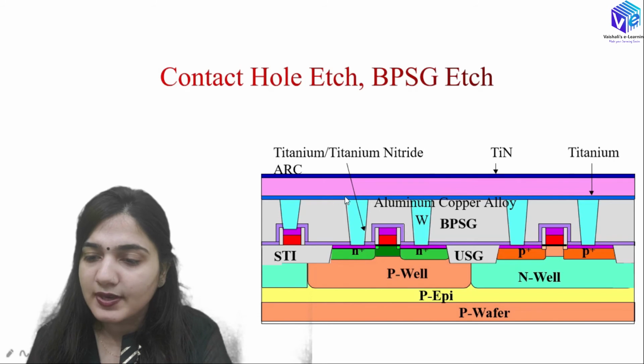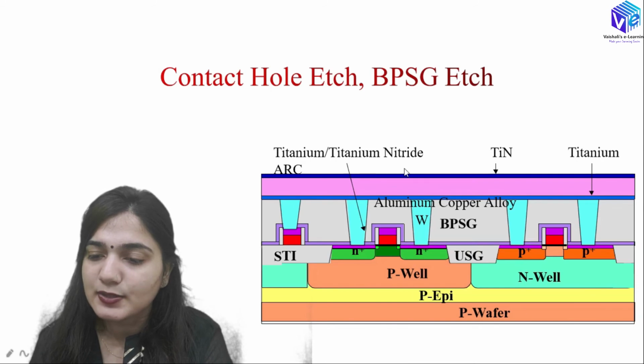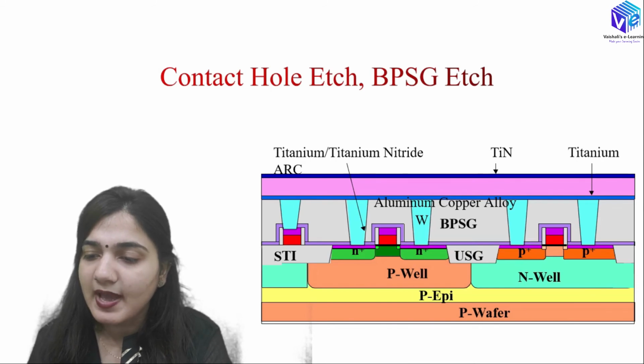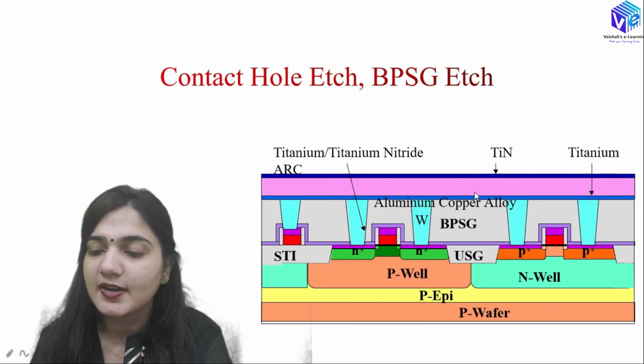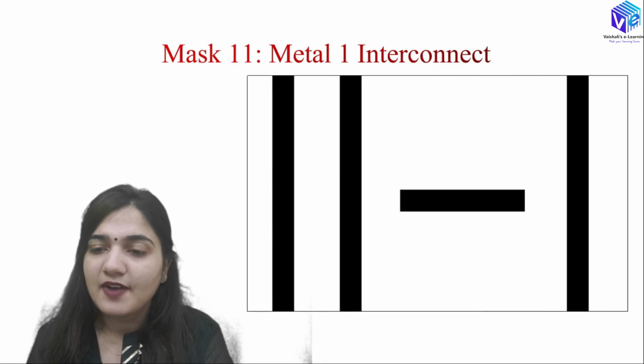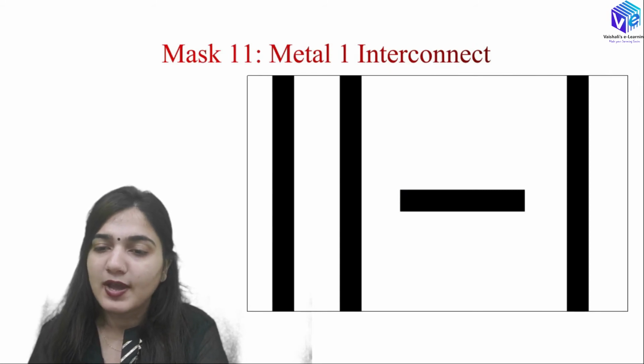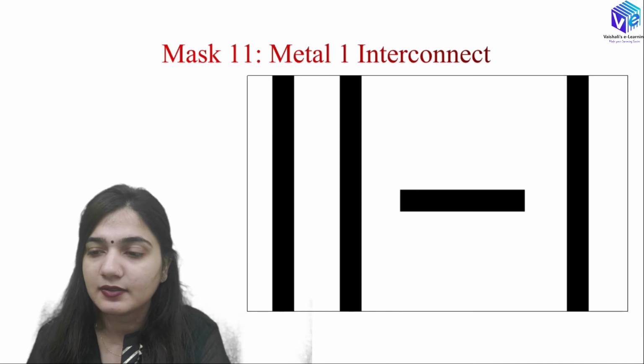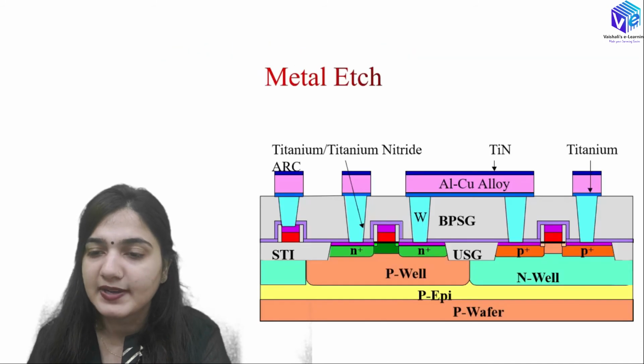So you can see over here we have the titanium layer, over that we have this tungsten layer, and after that we have the titanium nitride layer. So we have the ARC layer as well. So this is how we will be having the aluminium copper layer in between the titanium and the titanium nitride, which is going to give me second metallization layer. After that this is how we are going to have the metal 1 interconnect mask, and with the help of metal 1 interconnect mask I am going to do the metal etching.